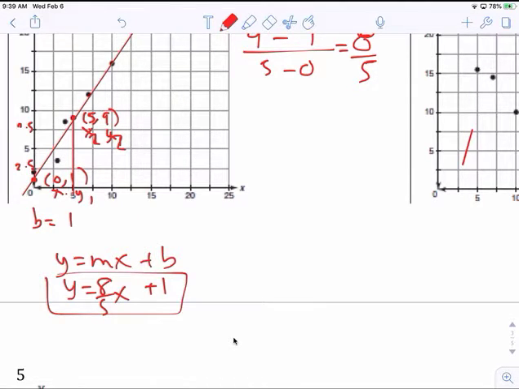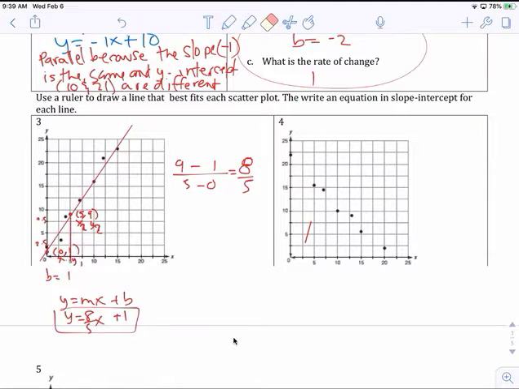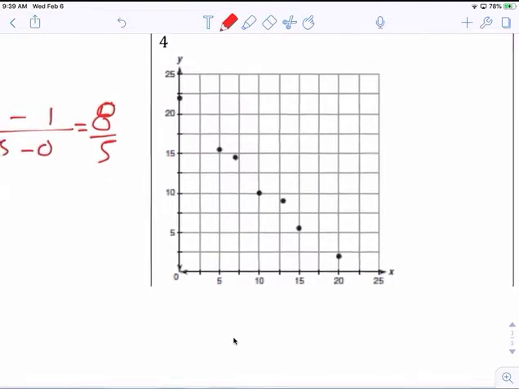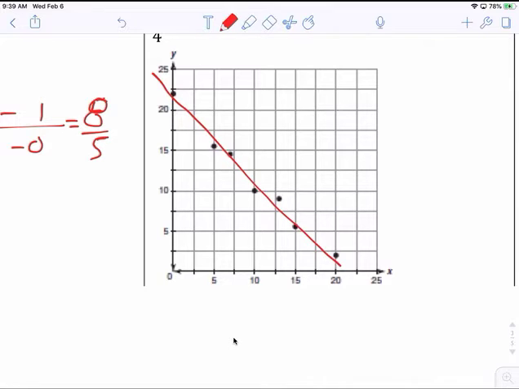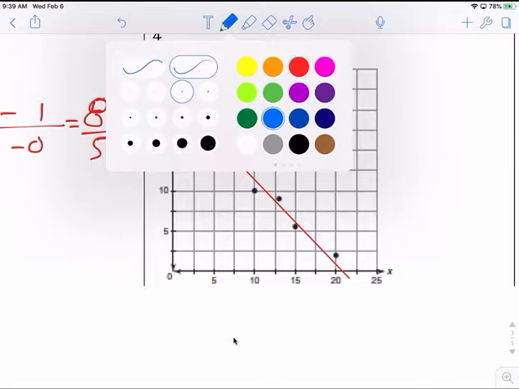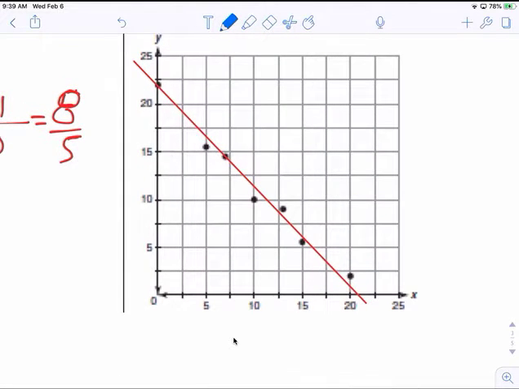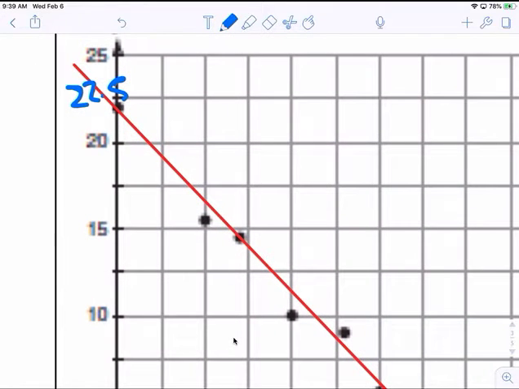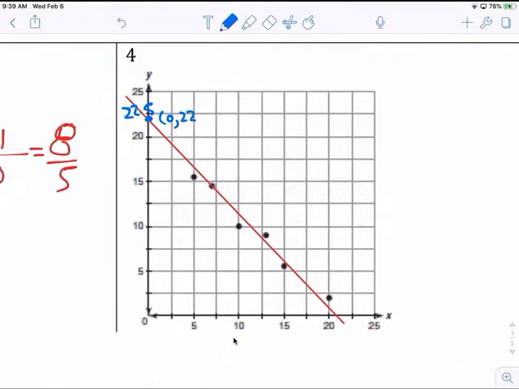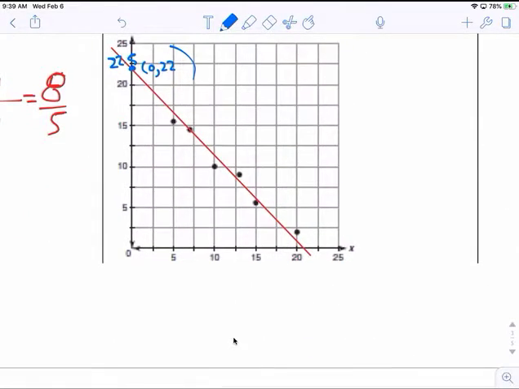There we go. And it's positive. The line is going up. This line is going down. So I'm going to draw a line that goes in the middle. Okay, and I'm going to estimate. Again, this is 22.5, right? So this is probably 0 and 22. My y-intercept is, hey, I have a y-intercept. I'm going to use y equals mx plus b, because my y-intercept is 22.